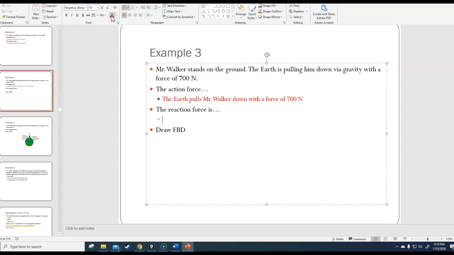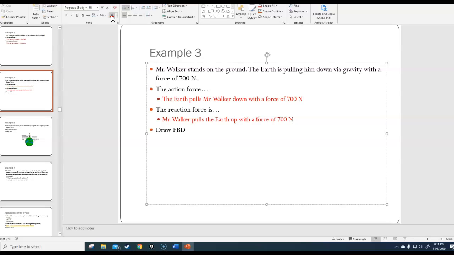Remember, when you're applying Newton's third law, you're focusing on the same two objects both ways. So if the action force is the Earth pulling Mr. Walker down, the reaction force is that Mr. Walker pulls the Earth up with a force of 700 newtons. And this is always highly disturbing to people. Everybody wants to know, how do you pull the Earth up? That doesn't make any sense. But it works the same way as the Earth pulling you down. You're not disturbed by the fact that the Earth pulls you down because you're used to it. But you pulling up on the Earth has the exact same mechanism.